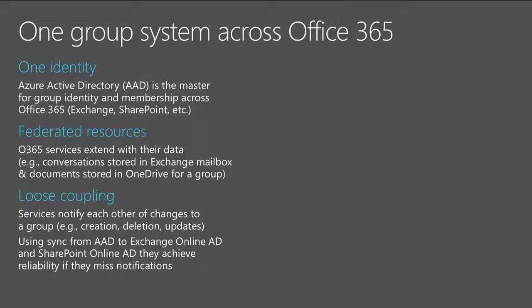So let's start with one identity. There is a single identity behind every O365 group stored in one place, Azure Active Directory. It is visible everywhere in Office 365. And it contains all the common properties that are found in the group. This could be anything from the alias to the display name, even the list of members for the group and the list of owners. Now, why is this important?